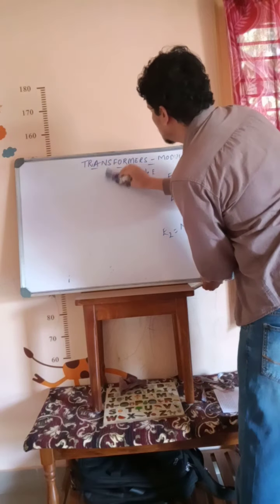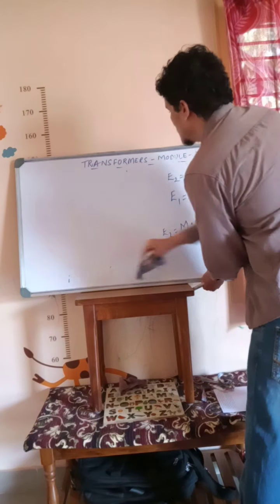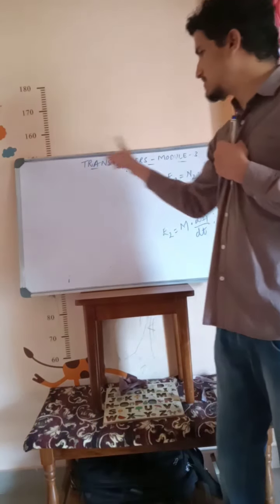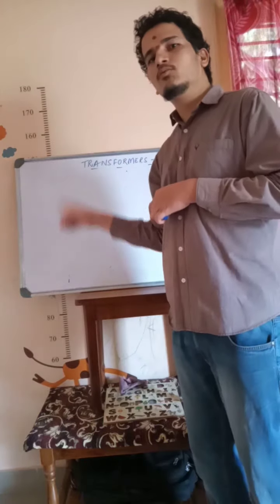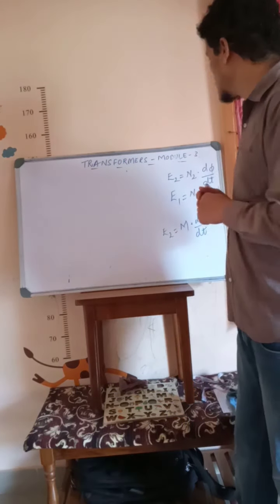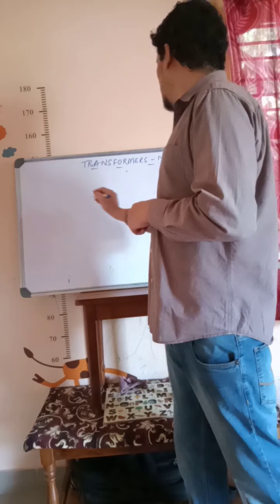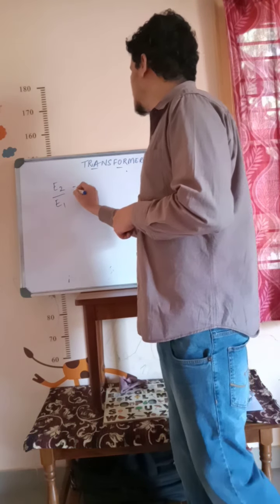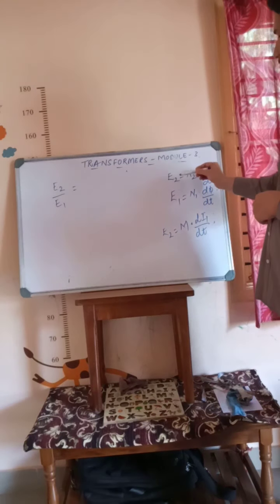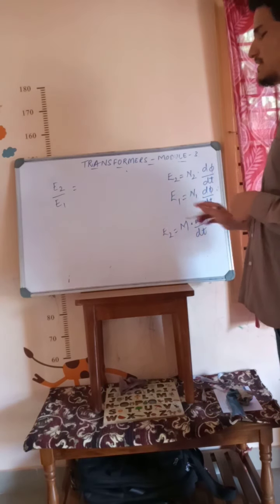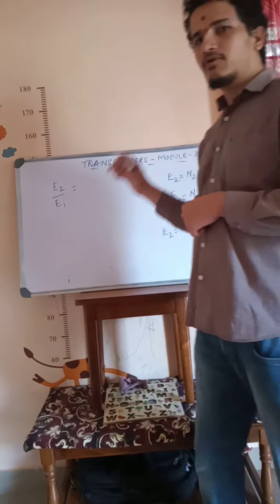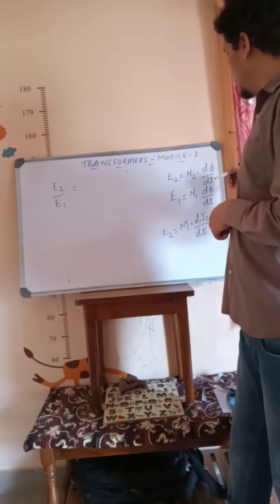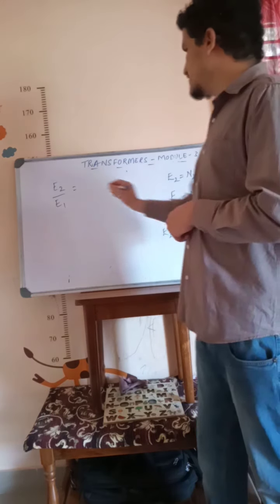Now you have understood the definition of transformer. Transformer is a static device which transfers electrical power from one circuit to other circuit without change in frequency, with or without change in voltage levels. So E2 is N2 times dφ/dt. I will divide these two equations, E2 divided by E1. The same flux, ideally speaking, if the magnetic core does not have any leakage flux, so dφ/dt cancels. So N2 by N1.